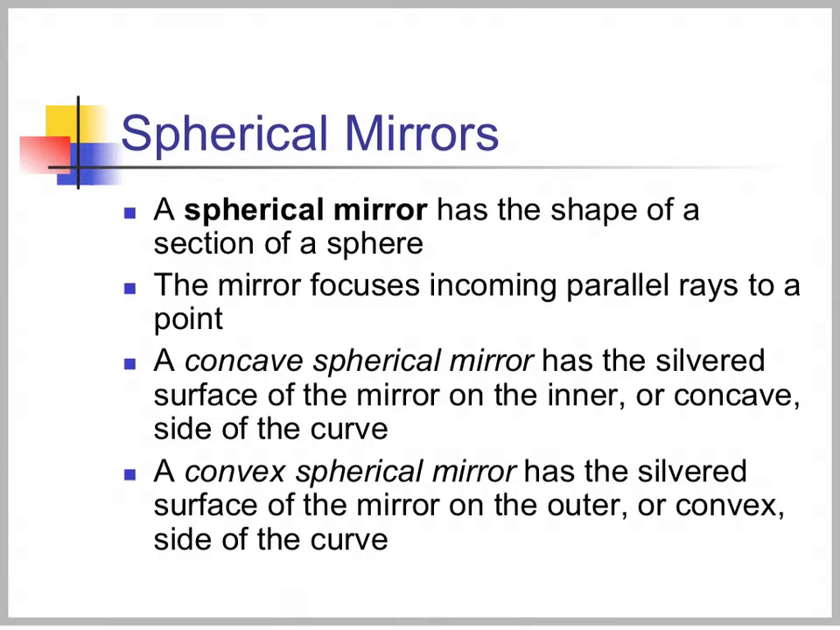Now the next mirror we want to look at is a spherical mirror. It has the shape of a section of a sphere, and the mirror is going to focus the incoming parallel rays to a point. A concave spherical mirror has the silvered surface of the mirror on the inner, or concave, side of the curve. In other words, if I were to draw a mirror, a concave would be on this side of the mirror. The convex spherical mirror has the silvered or reflecting surface on the outer part, in other words, it would be on this outer part of the mirror.